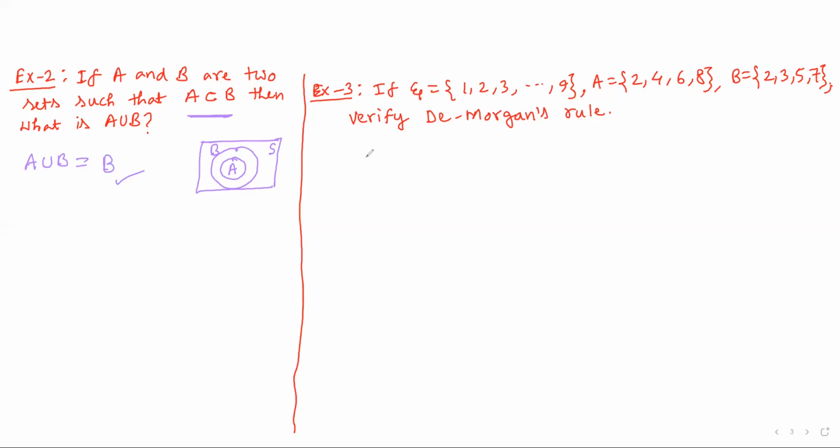De Morgan's rules, we have already learned what they are. I am writing. De Morgan's rules are: first rule, A union B whole complement equals A complement intersection B complement. And second rule, A intersection B whole complement equals A complement union B complement. Now for this example, we have to verify these two rules.